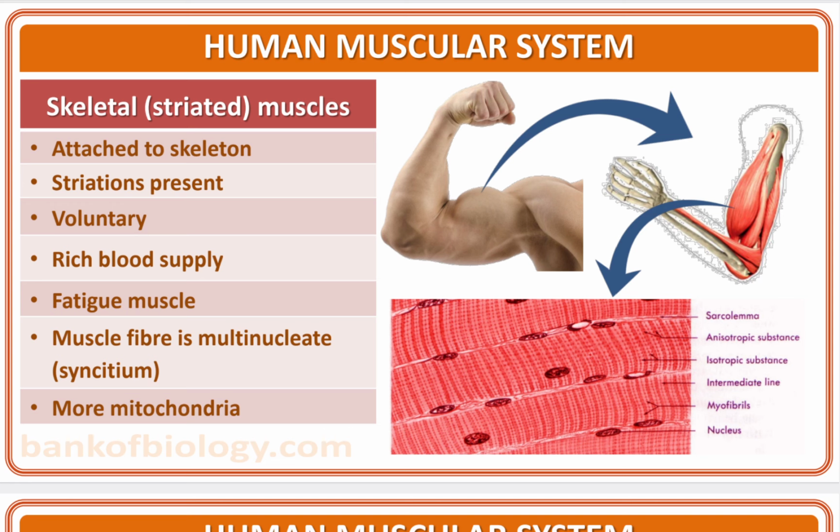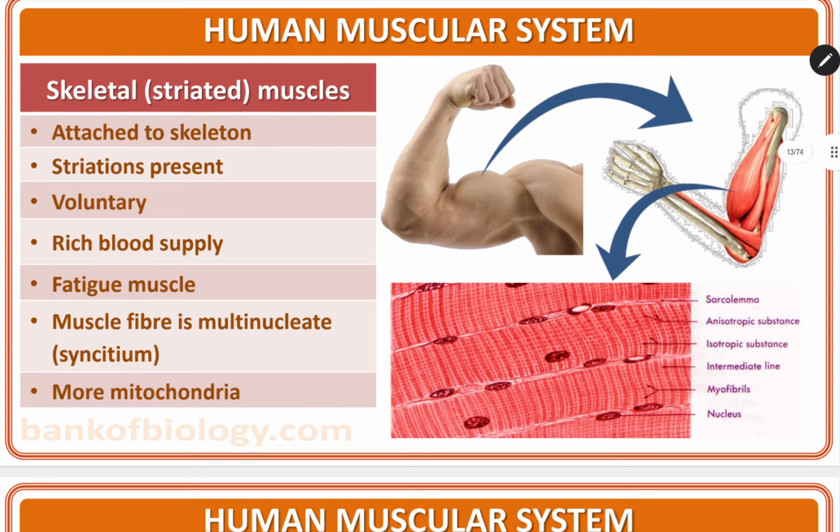Muscle fiber is multinucleate. For multinucleate, a term is given: syncytium. If a single cell has more than one nucleus, then that is called multinucleate or syncytium, and it has more mitochondria.